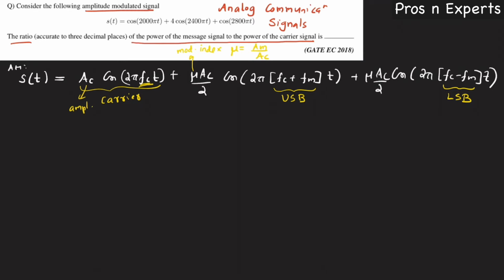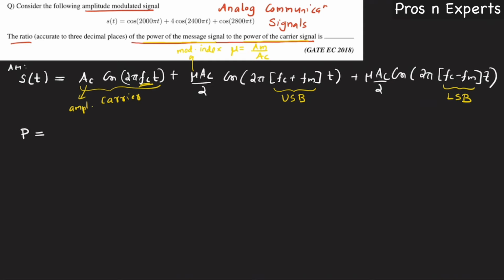Okay, so this is the portion where analog communication comes to play, and now signals and systems takes part. The question is to find out the power of the message signal divided by the power of the carrier signal. So here, what is the power of a sinusoid? Actually, all these are sinusoidal components, right? There are three terms, all three are sinusoidal terms. So what is the power of a sinusoidal term?